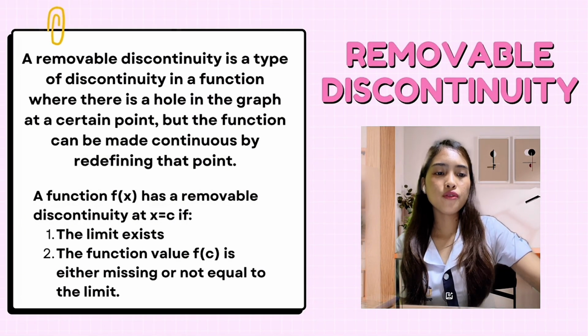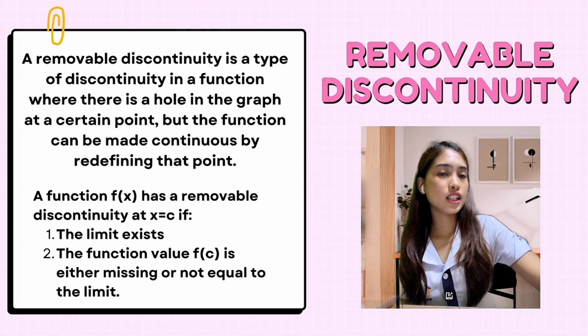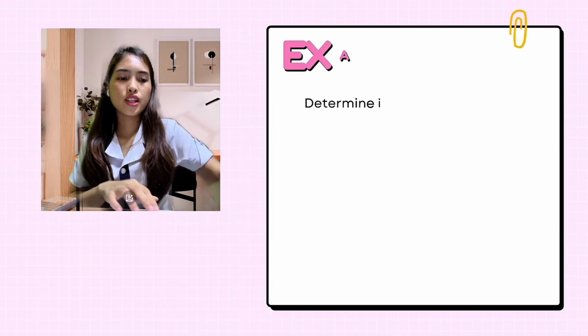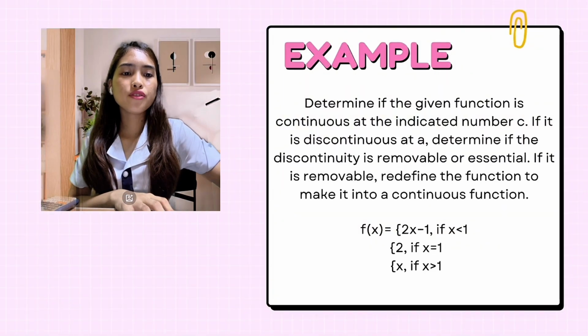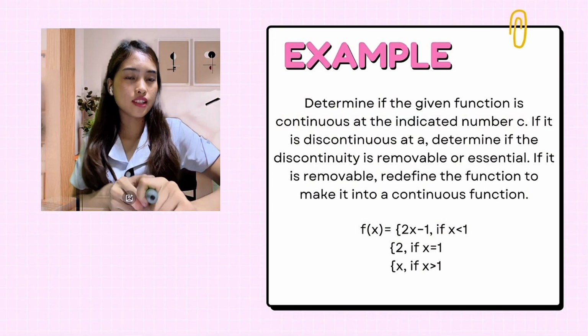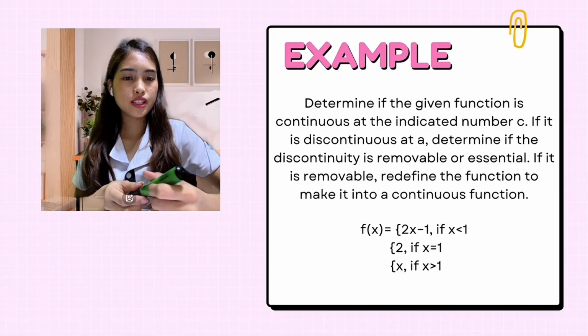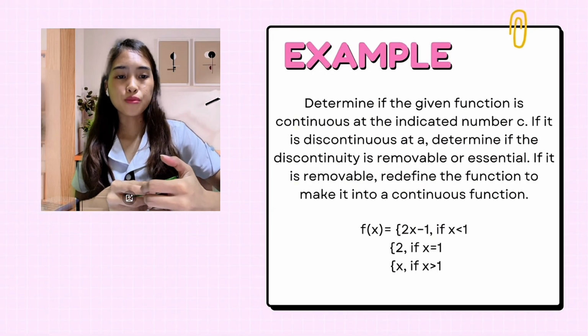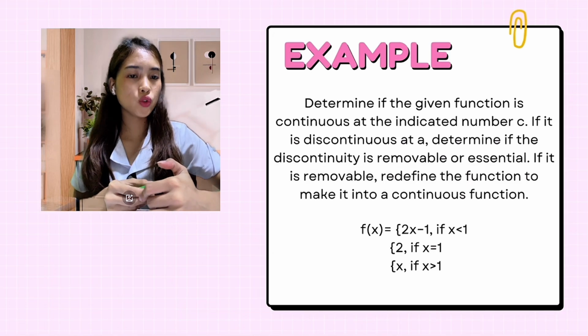A function f of x has a removable discontinuity at x equals c if, first, the limit exists. Second, the function value f of c is either missing or not equal to the limit. So let's try this example. Determine if the given function is continuous at the indicated number c. If it is discontinuous at c, determine if the discontinuity is removable or essential. If it is removable, redefine the function to make it into a continuous function.